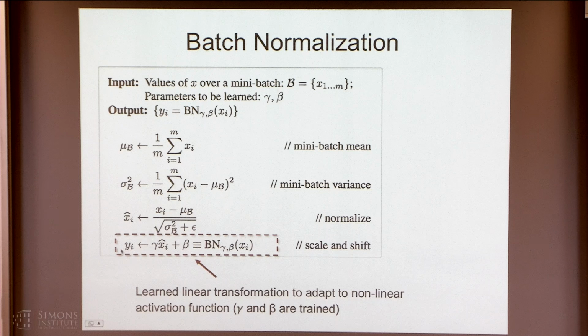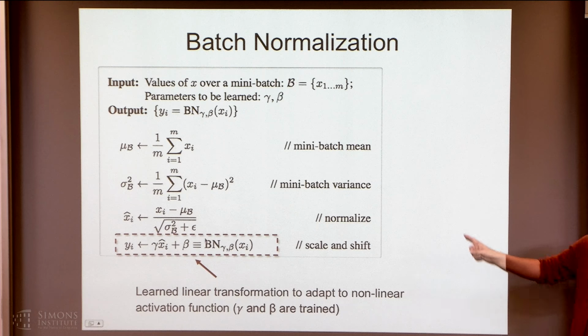You take the input, you normalize it, and for the output you have two additional parameters for every single neuron, typically called gamma and beta. Gamma is typically set to 1 and beta is typically set to 0. But in principle, this could undo the normalization. If gamma is the standard deviation and beta is the mean, you could undo the transformation.